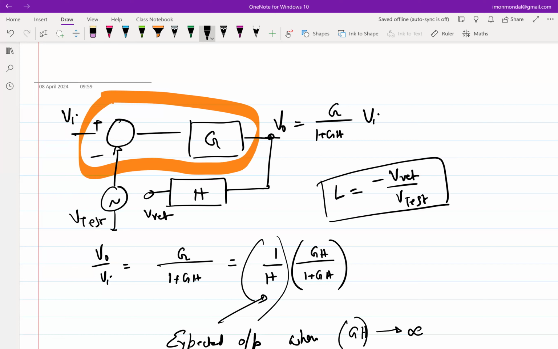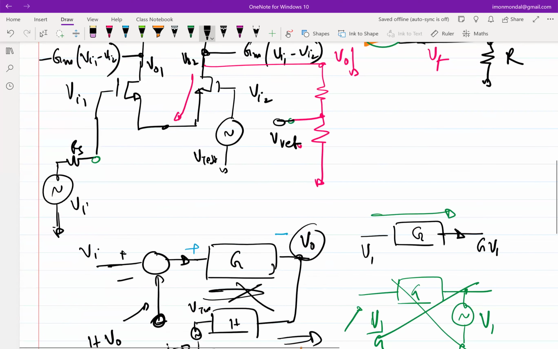But while doing this experiment, what should I do to VI? So under what condition this return voltage will be equal to V test times L, negative of that? It should be 0, right? If it's not 0, it will have a linear combination of V test and VI. You will not get loop gain. In order to get loop gain, you have to short VI. Okay. So same thing, we do it here.